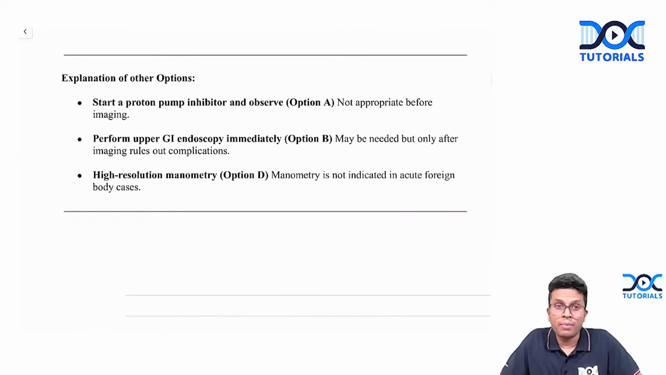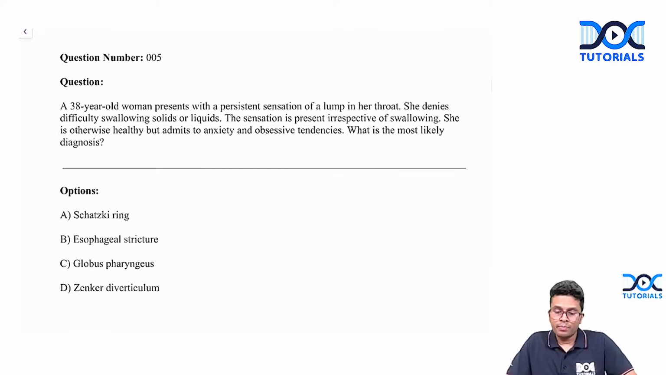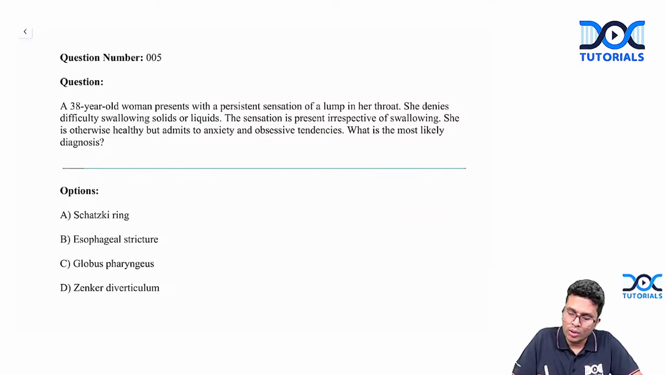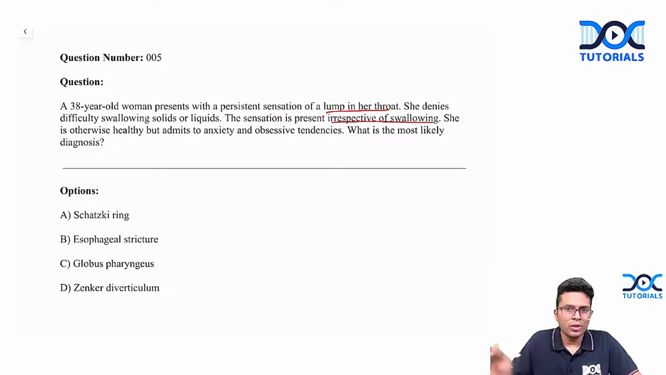Let's go to question number 5. A 38-year-old woman feels there is a persistent sensation of a lump in her throat. She denies a history of difficulty swallowing solids or liquids. The sensation is present irrespective of swallowing, so it's not related to swallowing at all. Otherwise, she's healthy and has some anxiety and obsessive tendencies. What is the most likely diagnosis?